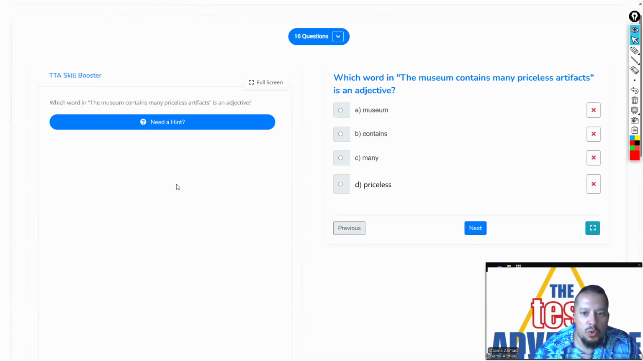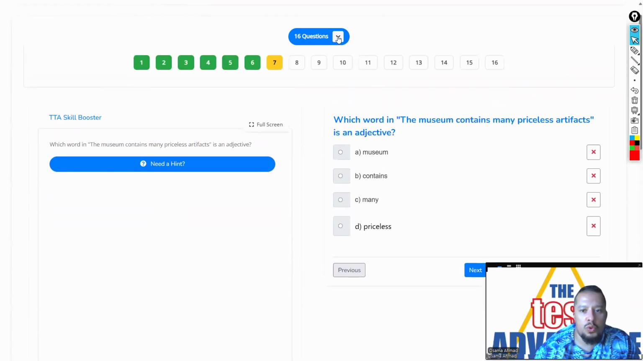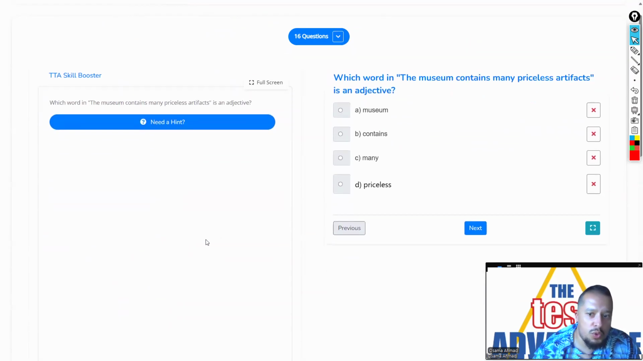Do do do do do do do do do do do do do do do do.